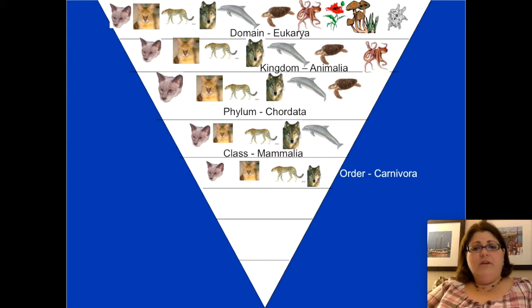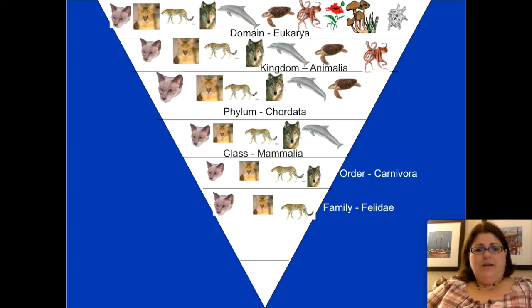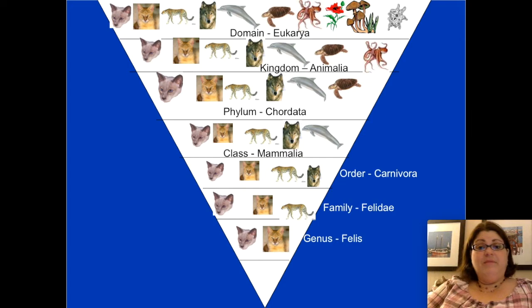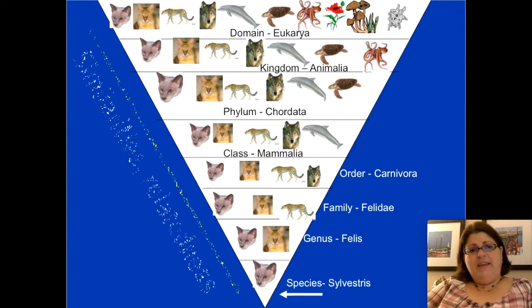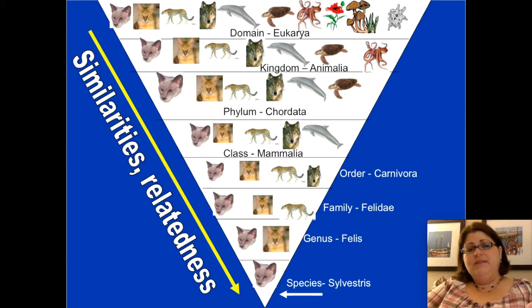Narrow it down even further, and we get rid of the dolphin because it's not considered part of the order Carnivora. It is a carnivore, but it's not part of the group that we call Carnivora. We narrow it down even further, and we get to Felidae, which is just the cats. The wolf is out now. Genus then eliminates the cheetah, which, although it's a cat, is not in the same genus as the house cat. And we get to the species, and the species sylvestris refers to the house cat, so we get rid of the puma. Make a note, as you go down from domain to species, you're getting more similarities and more relatedness.